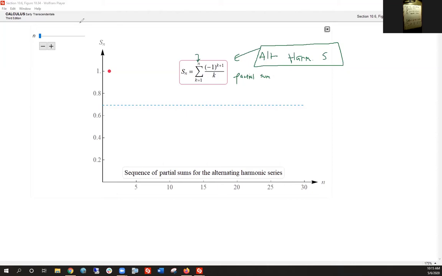So let's see what happens as we look at those sums. This first dot would represent S1. That would just be the very first term, the same as just A1. Then we put in the second dot. This would represent A1 plus A2, which in our case would be 1 minus a half.